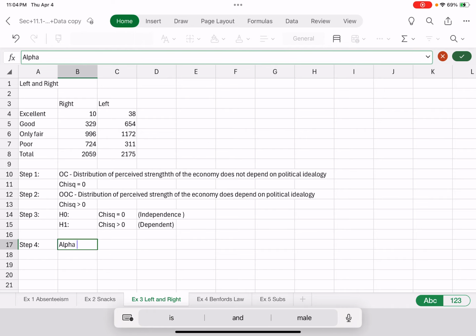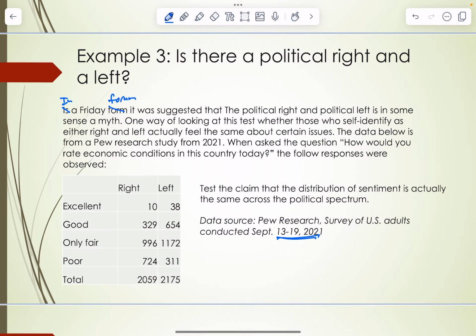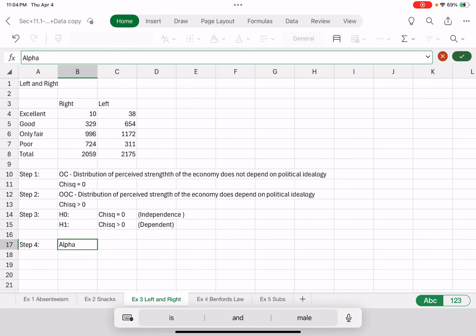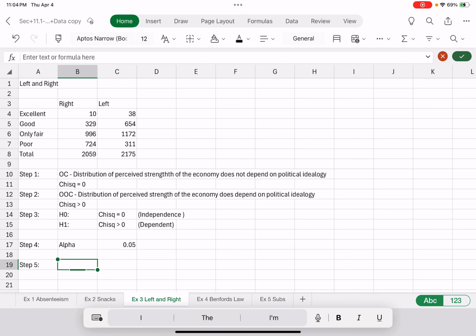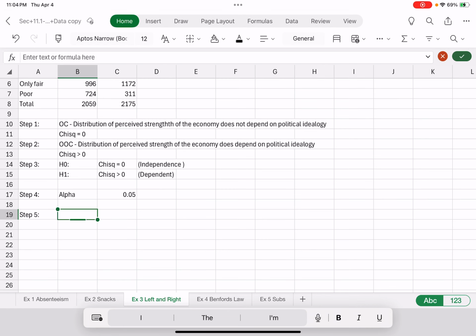I don't think this is alpha given this time. Nope, 0.05 again. All right, step 5. Okay, great, cool. Let's come up with this. So this is going to be the test statistic.